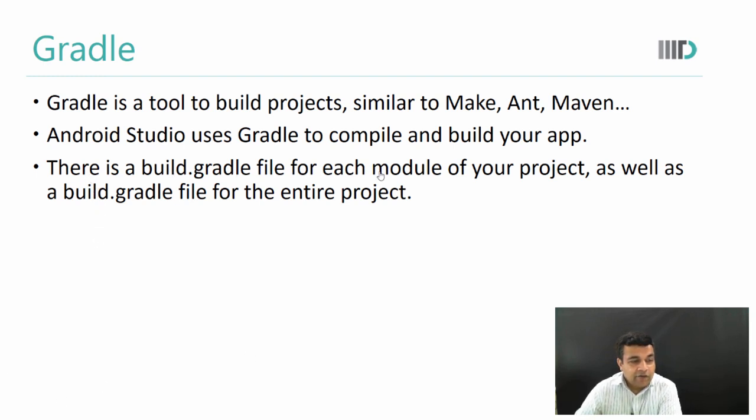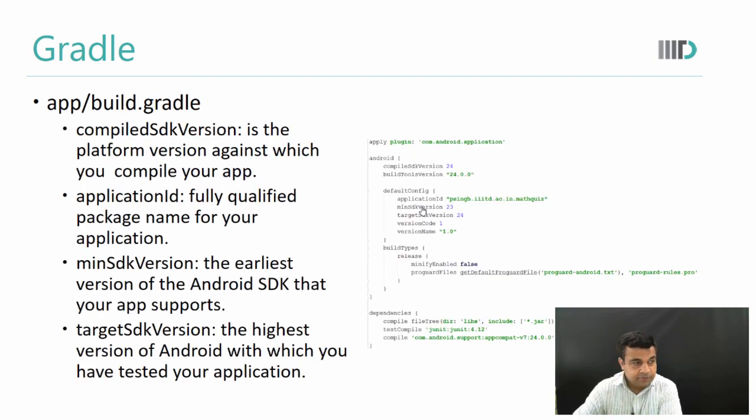There is a build.gradle file for each module of your project as well as a build.gradle file for the entire project. As you see, I am displaying my build.gradle file, and let's see what fields are available. I have a field called compileSdkVersion, which is 24. The compile SDK version is the platform version against which I have compiled my application. Because I compiled my application for 24, I am getting a 24 here.